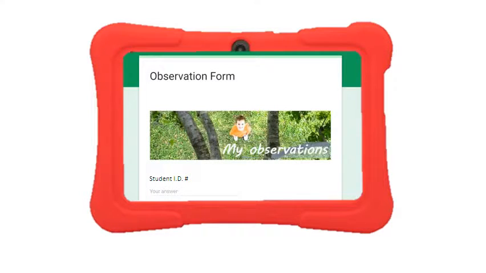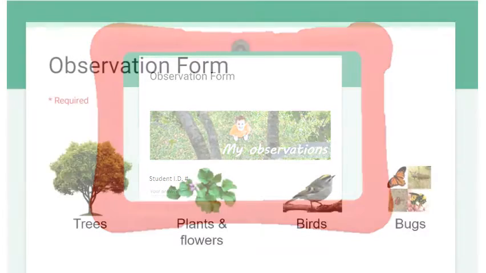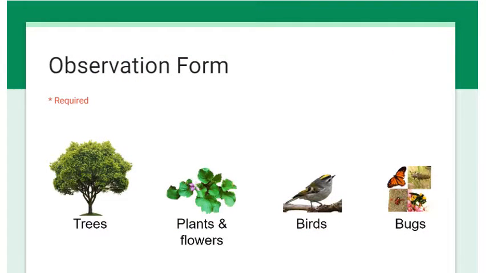All right, so here's how it'll work. If your teacher in the future decides to go out to the nature trail and you're going to do an observation using the tablets, you'll pass out the tablets, everyone will get one. You'll put it on your desk and you turn it on. You'll get the observation form here. Now, you'll notice the first thing on here is it asks for your student ID number. Enter that number.